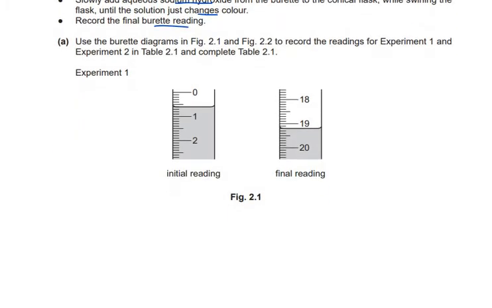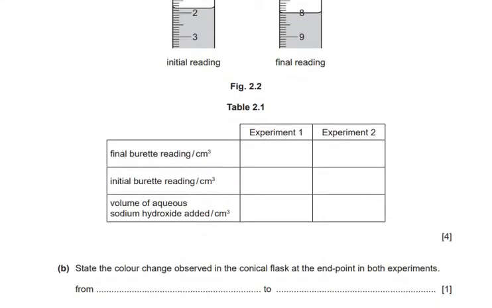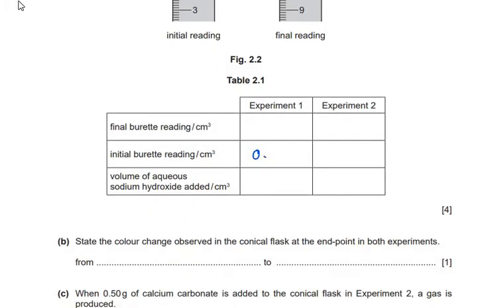So here are the readings for experiment 1: the initial reading and the final reading. You can see here it's 0.6, and the final reading is 19.2. So 0.6 and 19.2 for the first reading. I'll write here for experiment 1 the initial reading is 0.6 and the final burette reading is 19.2.